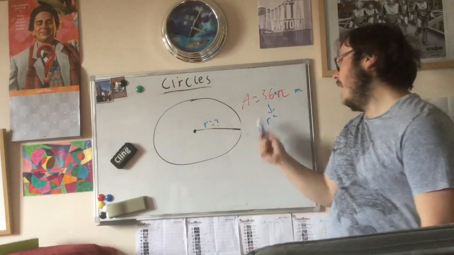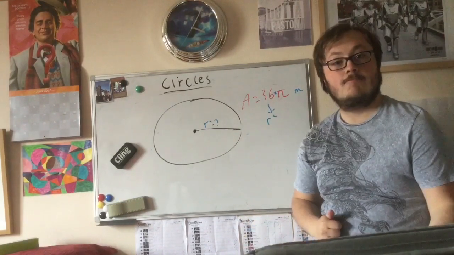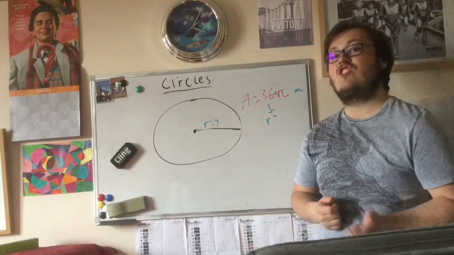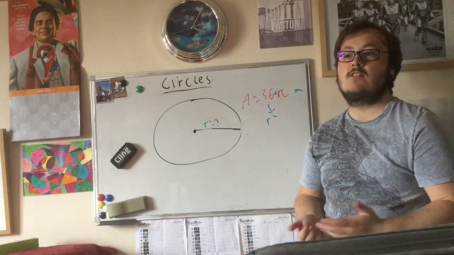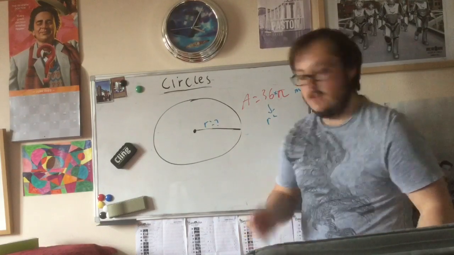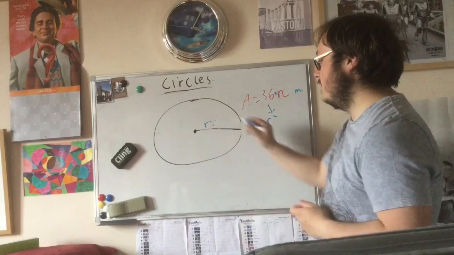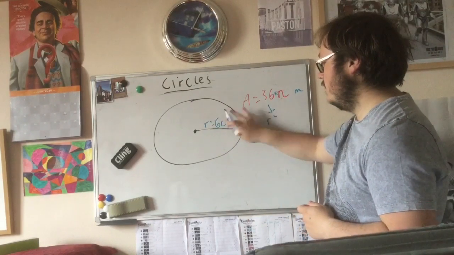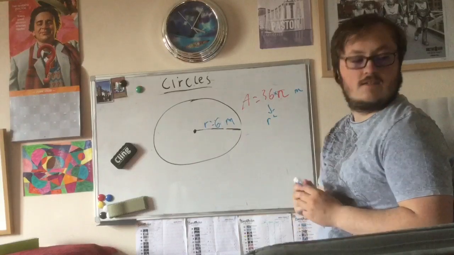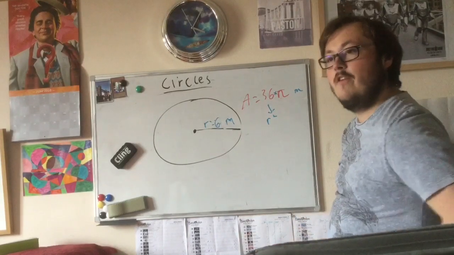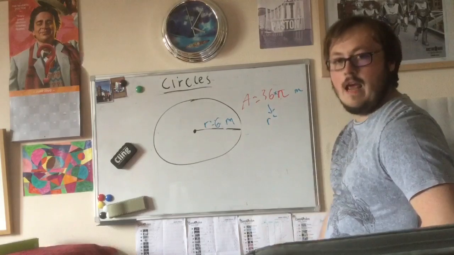So what squared can get us 36? Well, there's 2 answers, -6 and 6. However, we can't use -6 because we don't have negative measurements. So the only answer we can have for what our radius is 6 meters, not centimeters. I keep doing that today. 6 meters. And that's how you find the radius of an area.